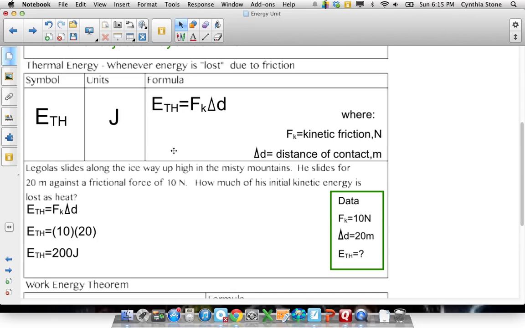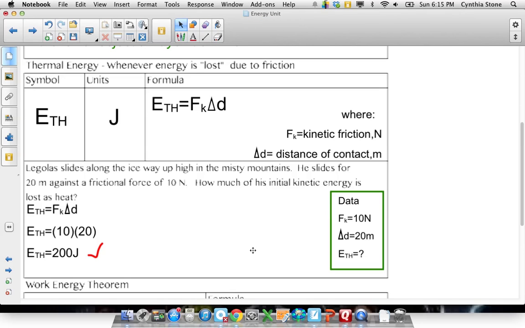Okay, so it says Legolas slides along the ice way up high in the Misty Mountains. He slides for 20 meters against a frictional force of 10 newtons. How much of his initial kinetic energy is lost as heat? So we always think of thermal energy as lost to the system. It's not lost to the universe, but it is lost to Legolas, right? Or if it's a roller coaster, it's lost to the roller coaster. It becomes wasted energy. Anyways, the calculation is very simple. It's the friction force times the distance. Just sub in and solve, okay? I think it's a good number, about 10 times 20. Really can't screw that up.